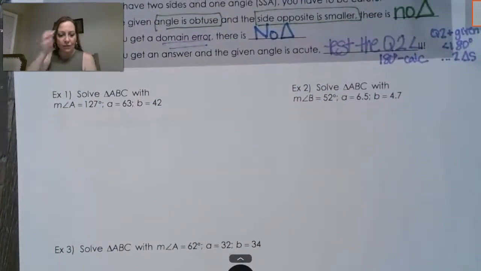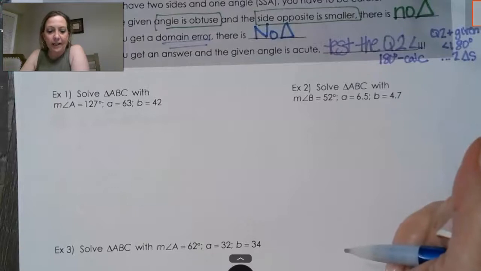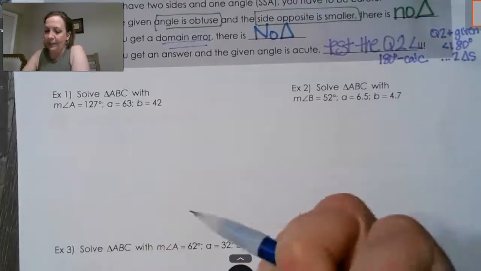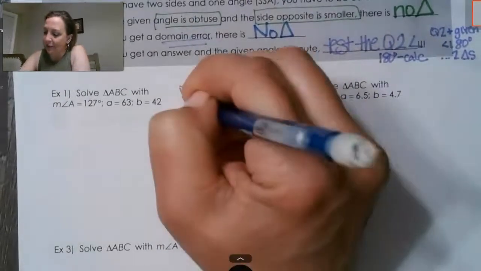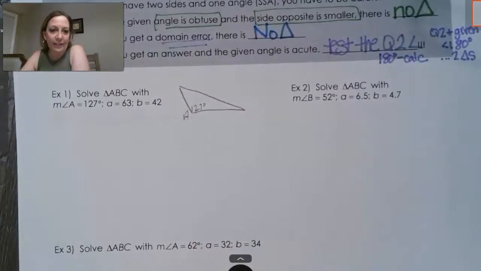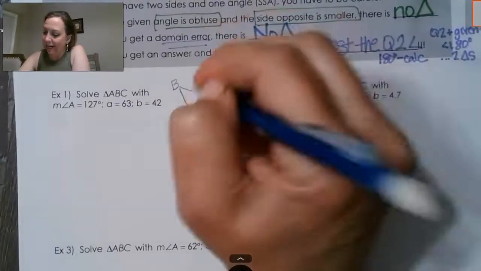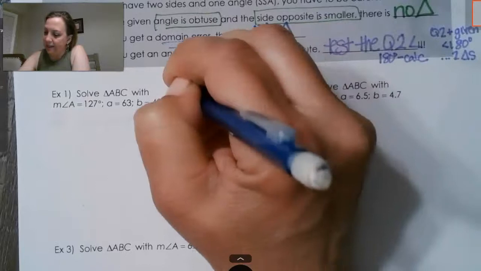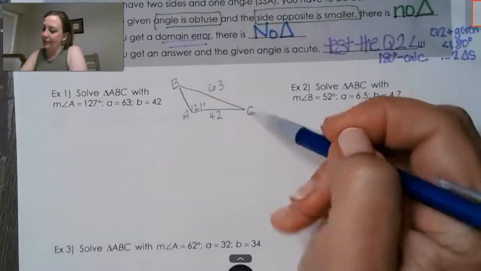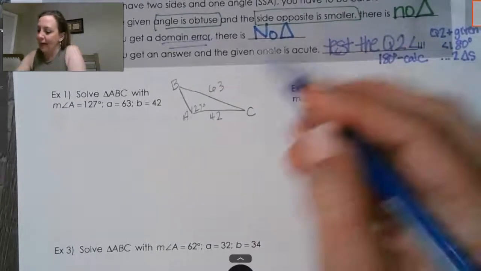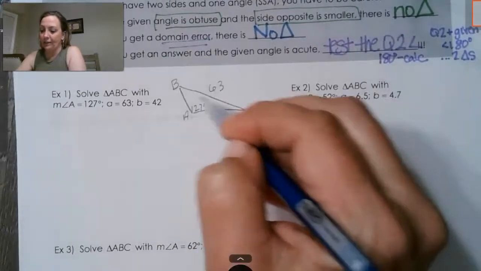Okay, example 1. It says to solve triangle ABC, where the measure of angle A is 127 degrees, a is 63 and b is 42. I know most of my triangles look the same, but here's my triangle with an obtuse angle at 127. I'll call this ABC. Side a is 63 and side b is 42. So we see that our opposite side is longer than the other side when it's obtuse.